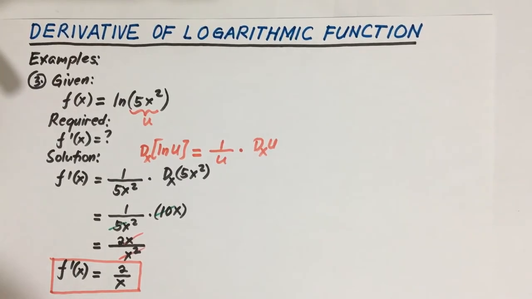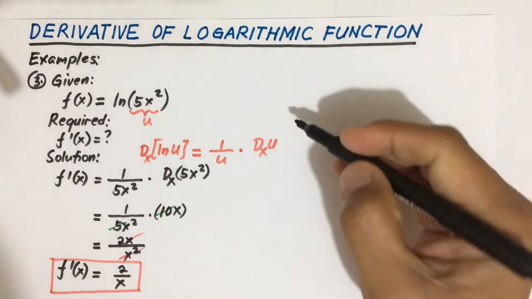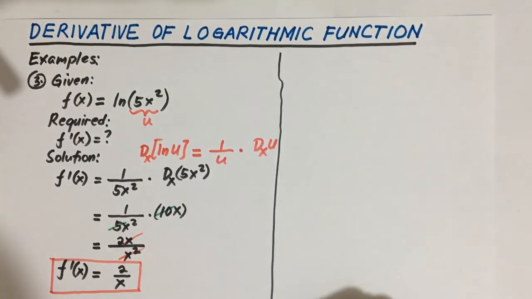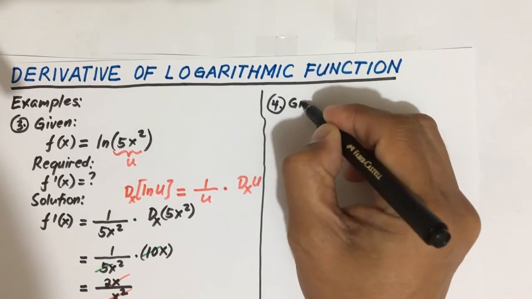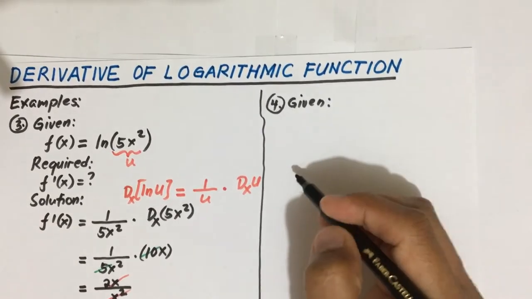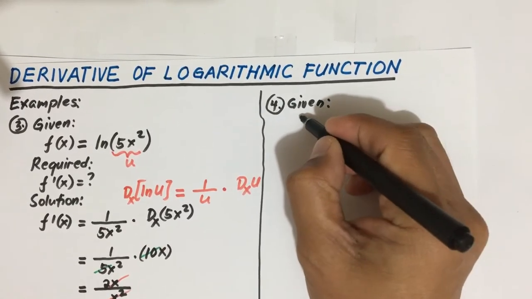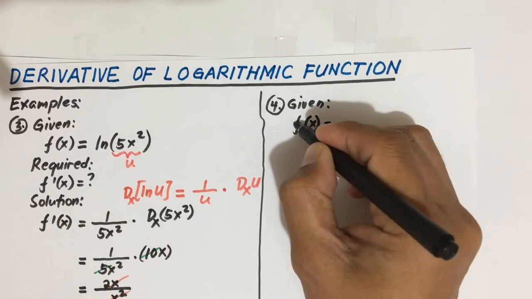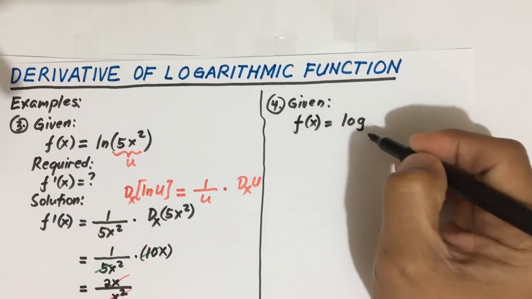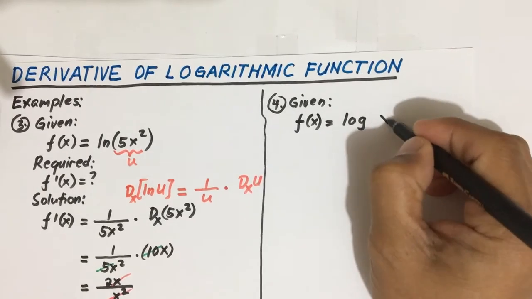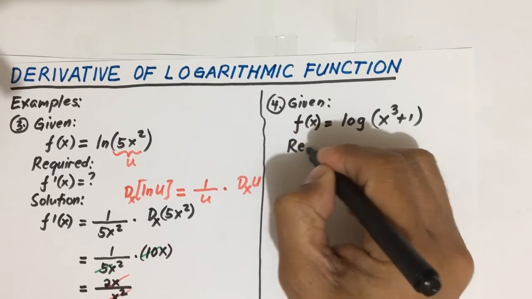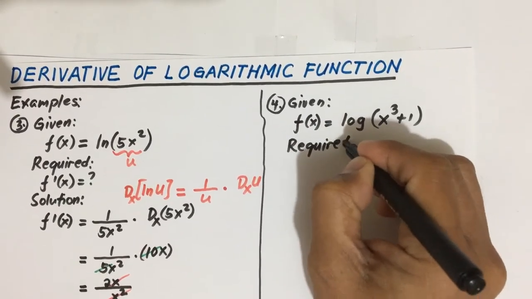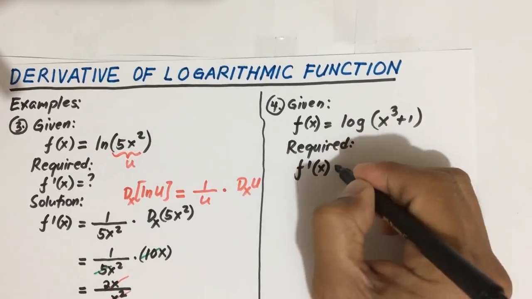Now let's solve our example number 4. So our example number 4, we're given the logarithmic function, or f of x is equal to log of x cubed plus 1. So again, we are required to solve for the derivative of this given function. So f prime of x.